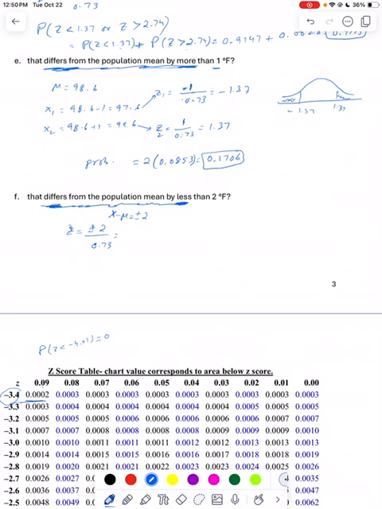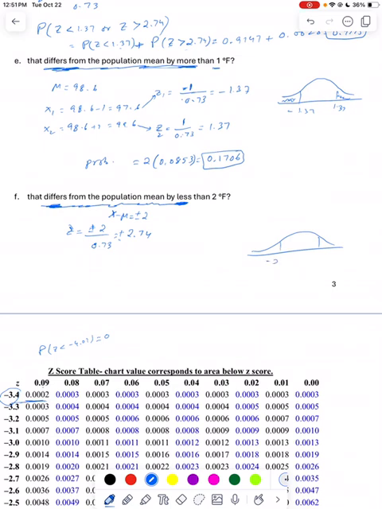2 divided by 0.73. You guys should be able to do that. So I'm getting 2.74, but this will be plus minus. Now because it says less than, it means I have the number negative 2.74 here and 2.74 here. I want the inner area.